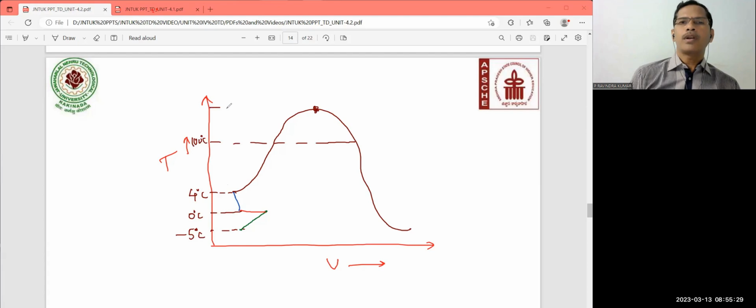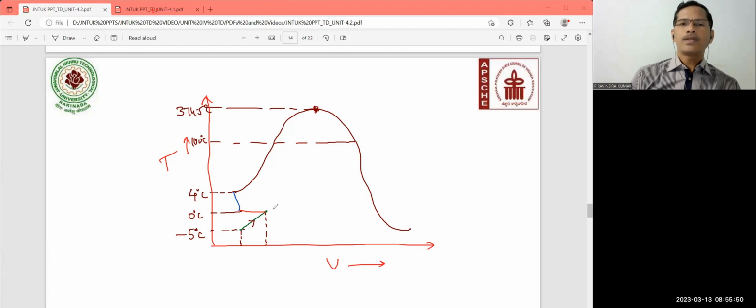And at the critical point, the temperature is 374.5 degrees centigrade, right? So one has to understand this. Now you observe the volumes here. What about in this change? The volume is increased.